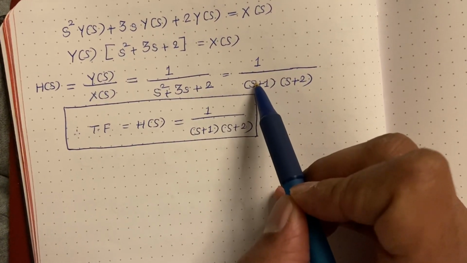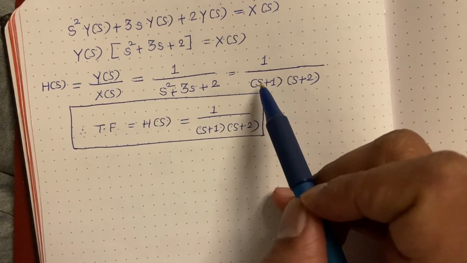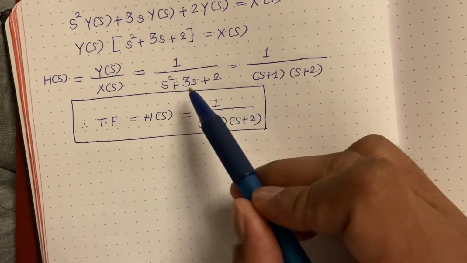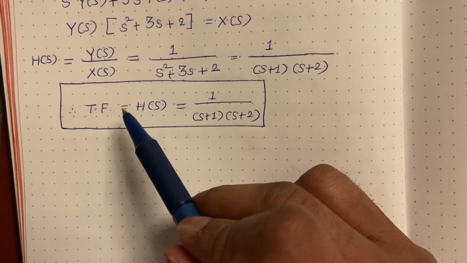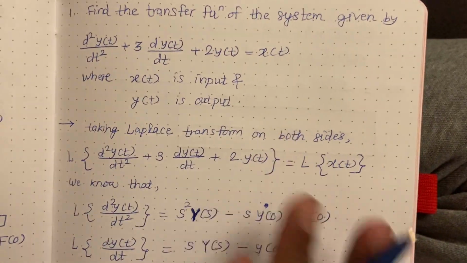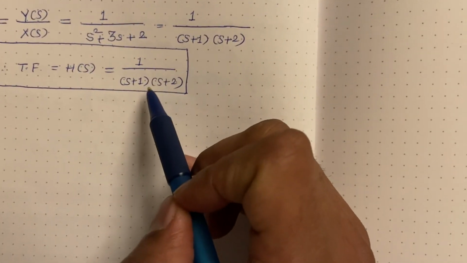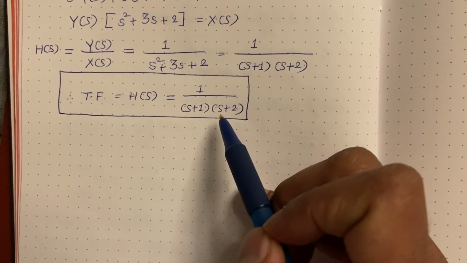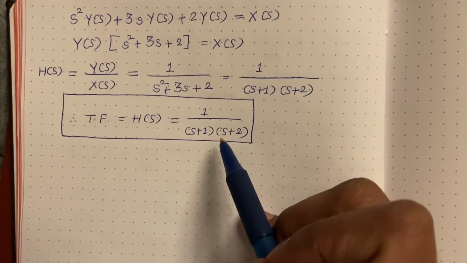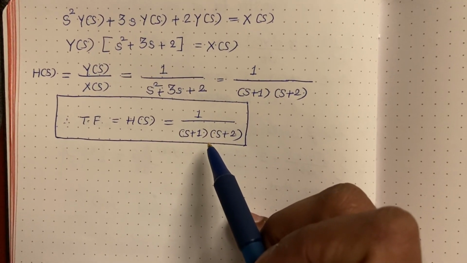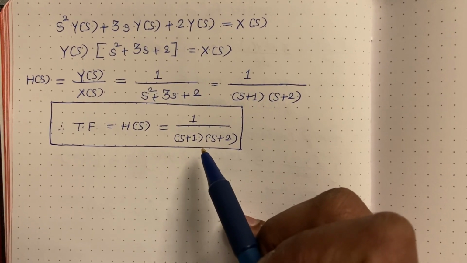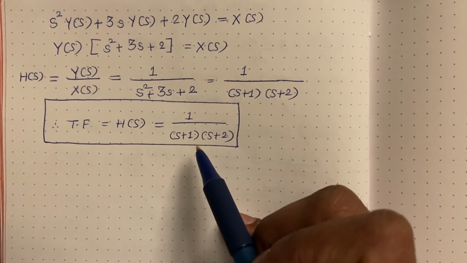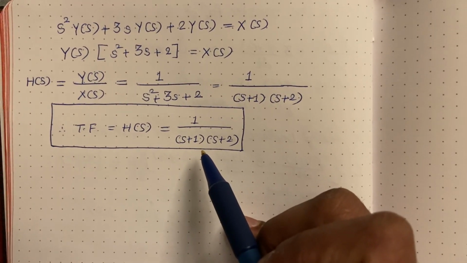This can be written as a combination of s plus 1 and s plus 2, which is equal to s square plus 3s plus 2. So the transfer function for this system, which was given in the equation, is 1 upon s plus 1 into s plus 2. This is a very simple method of finding the transfer function of a system. The important thing to consider is that when you are finding a transfer function, you have to assume initial conditions as 0. So that's the end of this lecture.